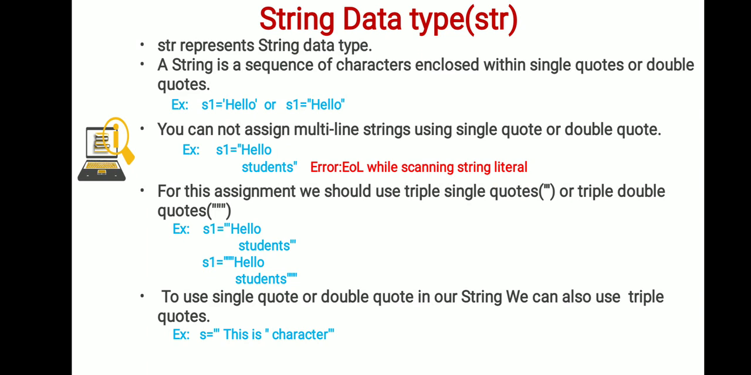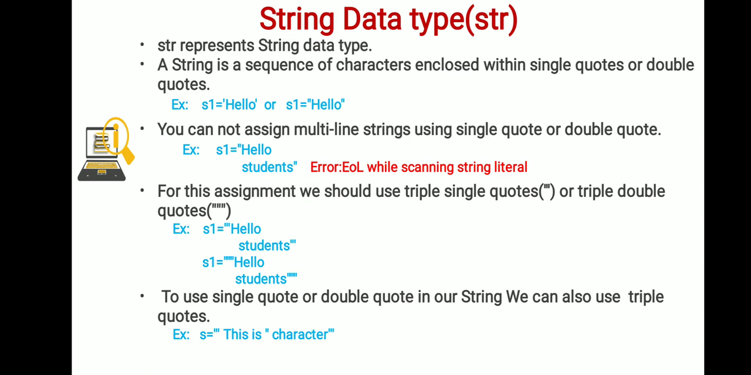Now for such an assignment, we should use triple single quotes or triple double quotes. The same string hello students we can define using triple single quotes or triple double quotes. See the example: s1 equal to hello on the first line and students on the second line, enclosed in triple single quotes. Then see another example: s1 equal to hello on the first line and students on the second line, enclosed in triple double quotes.